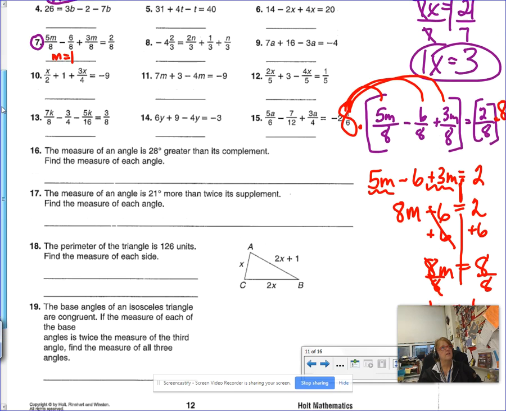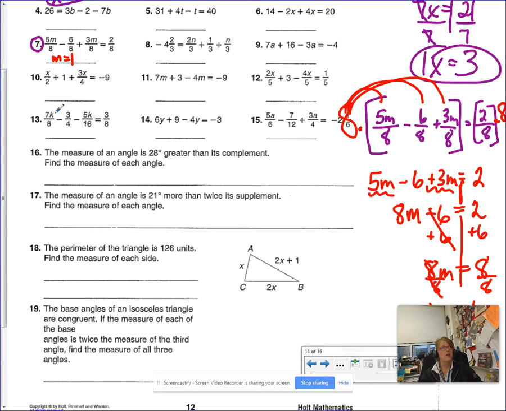Check it in your head. I can't do that. Yes, you can. 5 times 1 is 5. 5/8 minus 6/8. That's a negative 1/8. Plus 3 times 1 plus 3/8. That's, okay, hold on. Negative 1 plus 3 is 2. Yes, that works. There you go.